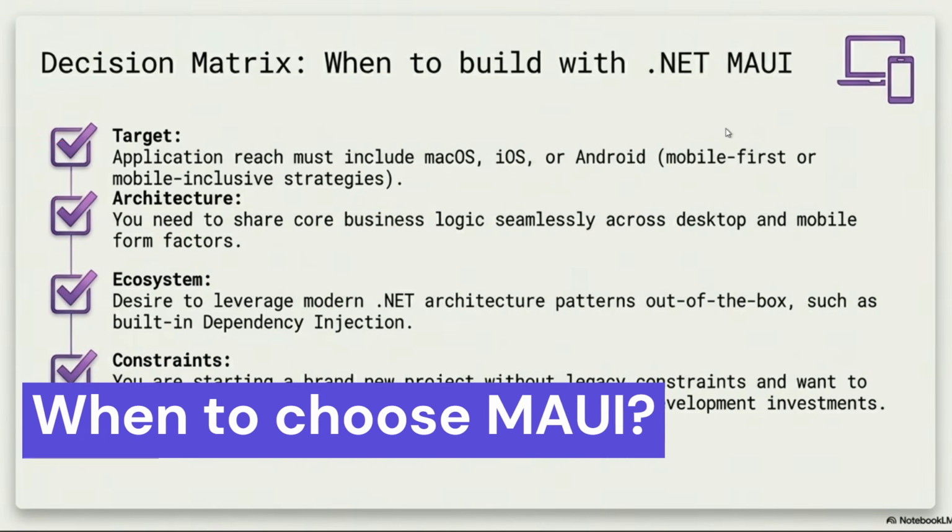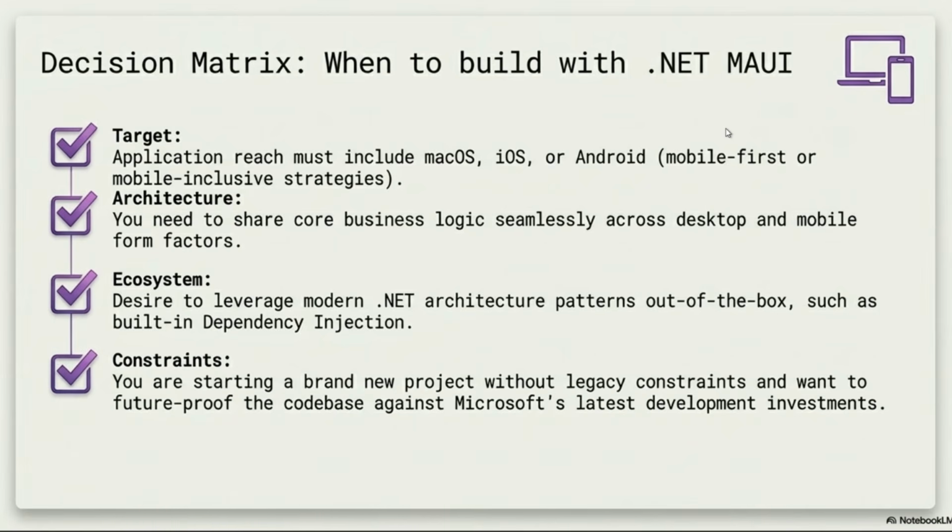So when to choose .NET MAUI? When we choose MAUI, we need to take care of these points. You need your application to run on multiple platforms like Windows, Mac, iOS, and Android. Then choose MAUI. Choose MAUI when you are building mobile-first or mobile-inclusive applications. Choose it when you want a modern, actively developed framework. Choose it when you are starting a new project without legacy constraints.